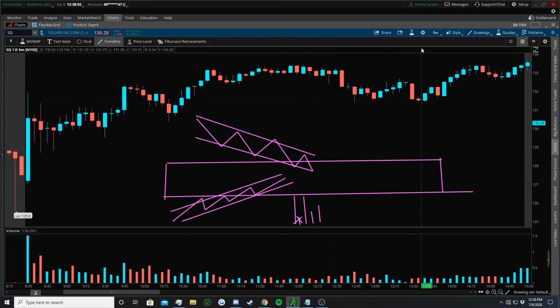You're on the 5-minute. You're not on the 1-minute. We're not watching a choppy chart. We're watching a good chart. So if this was never broken by buyers on this candle, then you knew that the divergence was good. It just kept going up.